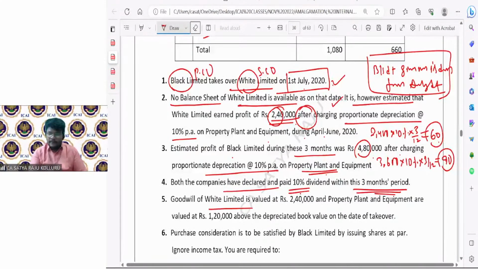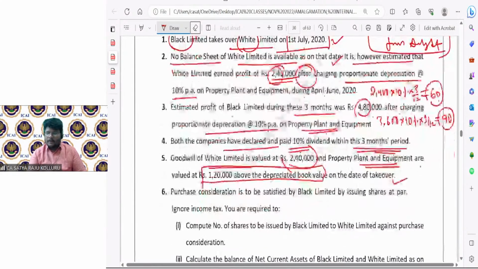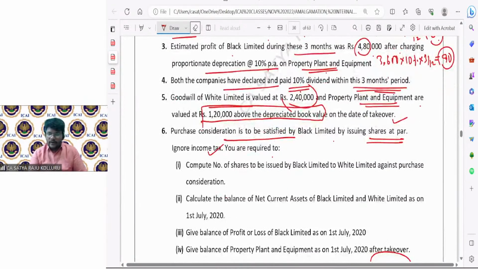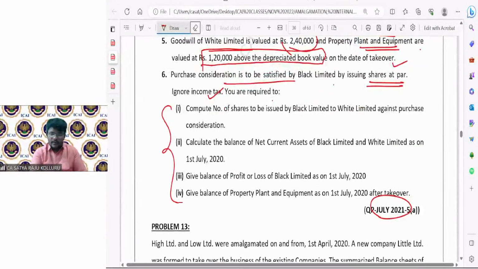Goodwill of White Limited is valued at 2,40,000. Property, plant and equipments are valued at 1,20,000 above the depreciated book value on the date of takeover. Simply the agreed value of some of the assets they are providing. Purchase consideration is to be satisfied by Black Limited by issuing shares at par. Ignore income tax. Total 4 requirements are there.